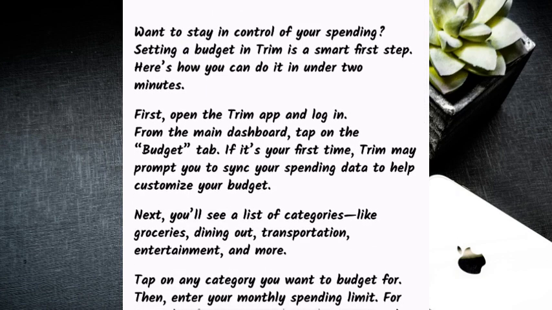First, open the Trim app and log into your accounts. And then from the main dashboard, you're just going to tap on the budget tab. If it's your first time, Trim may prompt you to synchronize your spending data to help you to customize your budget. Next, you're gonna see a list of categories like groceries, dining out, transportation, entertainment, and more.